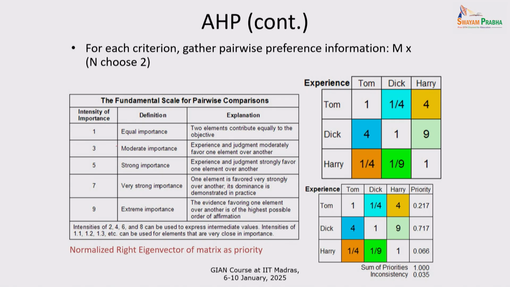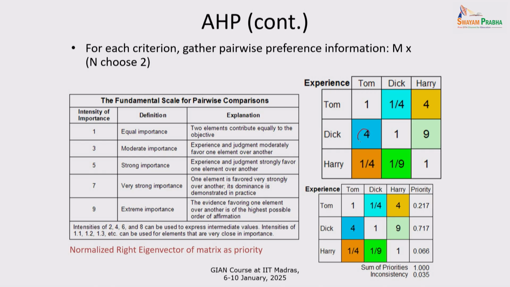So if you say they are equally important, they are equally good, then you put a 1. So Tom with Tom is of course 1, but Tom with Dick, so he says Dick is 4 times more experienced than Tom. They collectively came up with 4, which is something in between moderately important to strongly important. See, the number is getting higher if you think one way or the other more strongly. You think Dick is really very experienced compared to Tom, then you put 9, maximum 9. So it's a 1 to 9 scale.